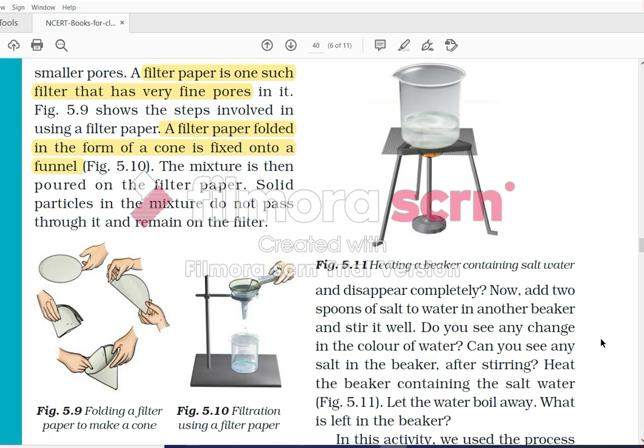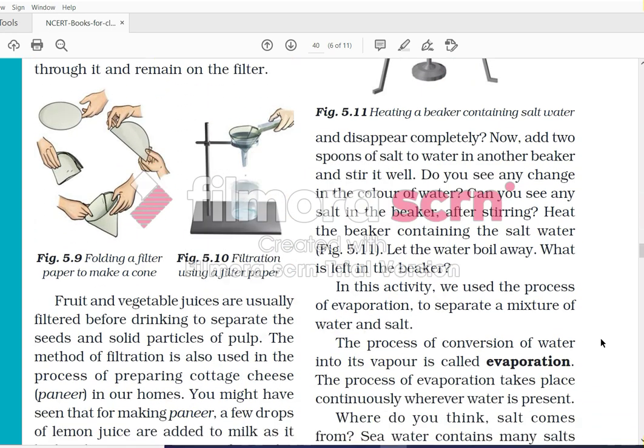Do you see any change in the color of water? Can you see any salt in the beaker after stirring? Heat the beaker containing the salt water. Let the water boil away. What is left in the beaker?